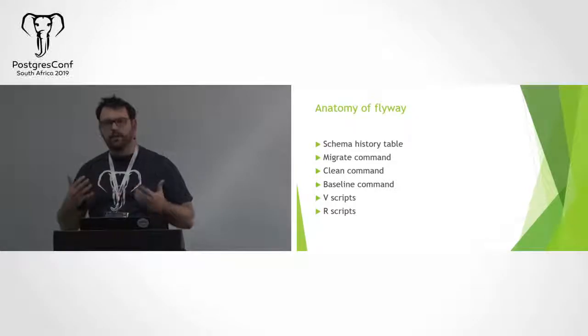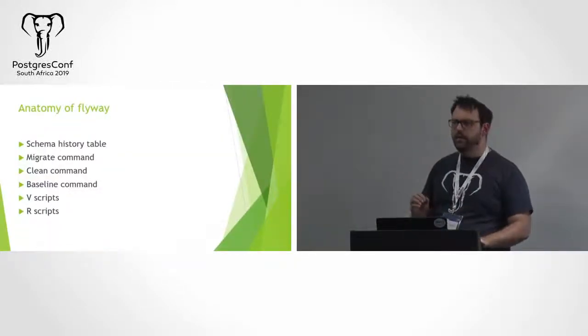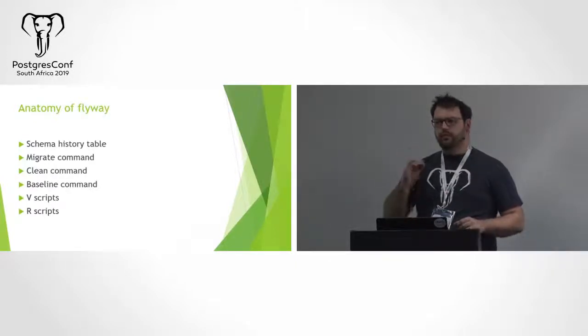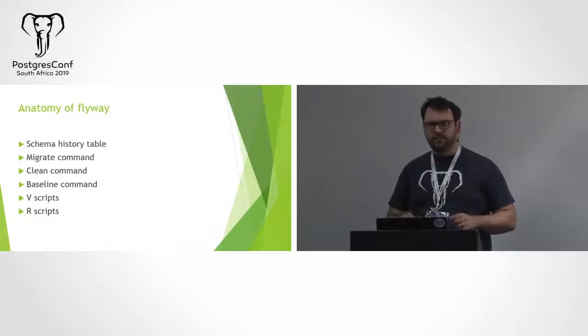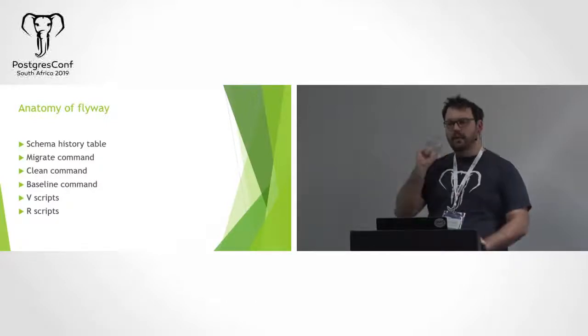Okay, so I'm going to break open Flyway a little bit. At the core of Flyway, the very thing that makes it work is the schema history table. When you give Flyway a whole bunch of scripts, it goes and checks your database for the existence of this table. In that table, you will find the version number for a given script, its name, when it was run, who ran it, how long it ran, as well as an MD5 checksum of the content of that script.